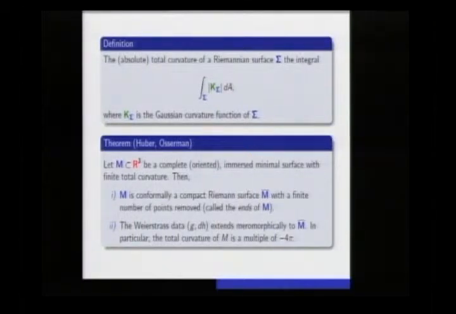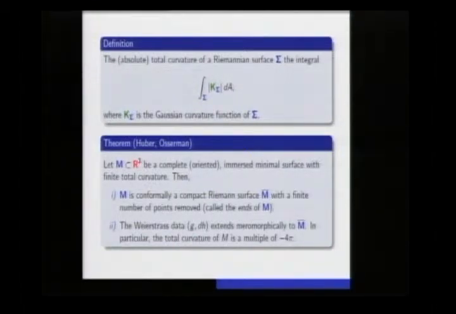What can you say about the conformal structure of that surface? And it turns out Huber proved that the surface is always obtained conformally by a compact Riemann surface with a finite number of points removed. So it's very explicit. So if we're looking at a minimal surface in R3 with finite total curvature, we know something about the conformal structure. Okay? So that's what Osserman said. Say, well, Huber has this very nice theorem. Let me try to apply it to understand minimal surfaces with finite total curvature.